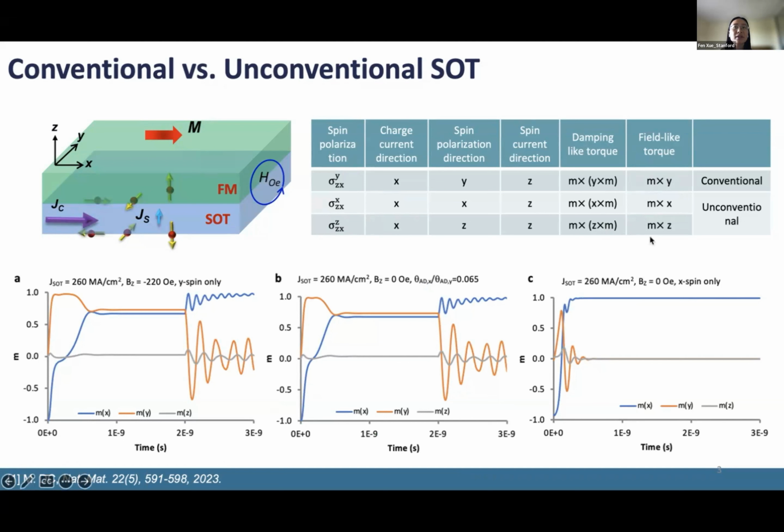The micromagnetic simulation shows the time profile of the type X switching. Figure A is a conventional type X switching with an external field along the Z direction to assist the switching. To make it field-free switching, we need some unconventional X spin polarization. Here I use about 6.5% of that of the conventional spin polarization to achieve similar speed and similar switching current in the absence of an external field.